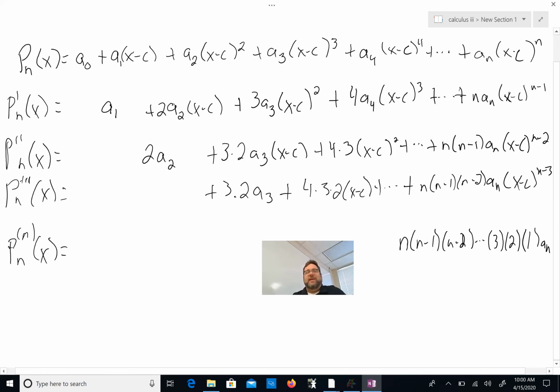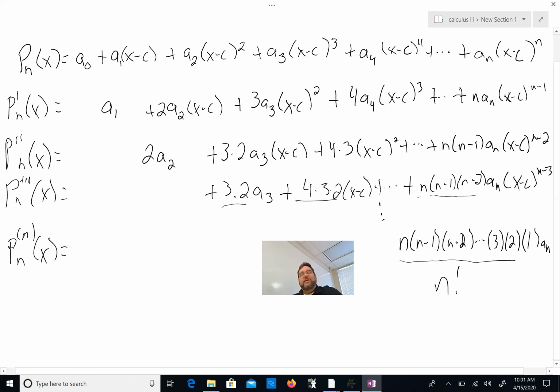All right, look what's happening. In every case, we're getting things, and look what these coefficients are starting to do. 3 times 2, 4 times 3 times 2, n times n minus 1 times n minus 2. And in fact, if you look at the last one, the nth one, you're going to get n times n minus 1, n minus 2 times 3 times 2. This is n factorial.